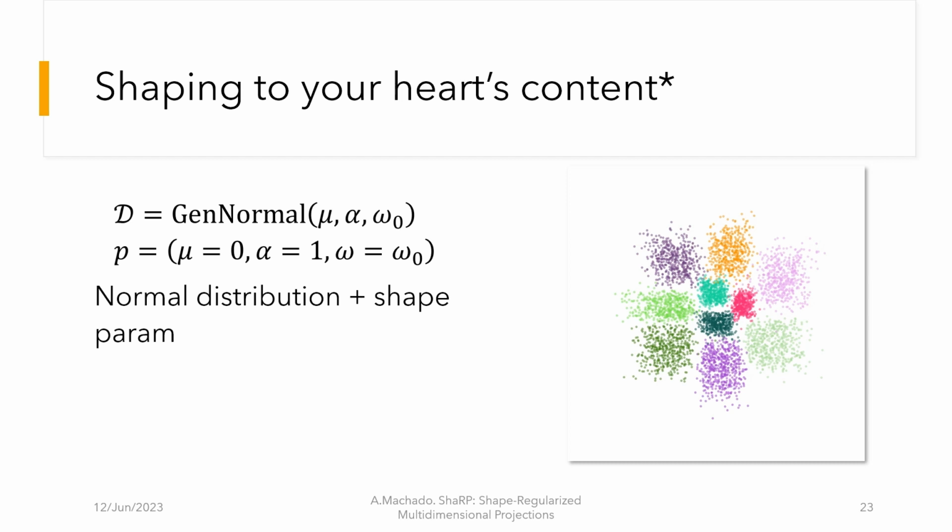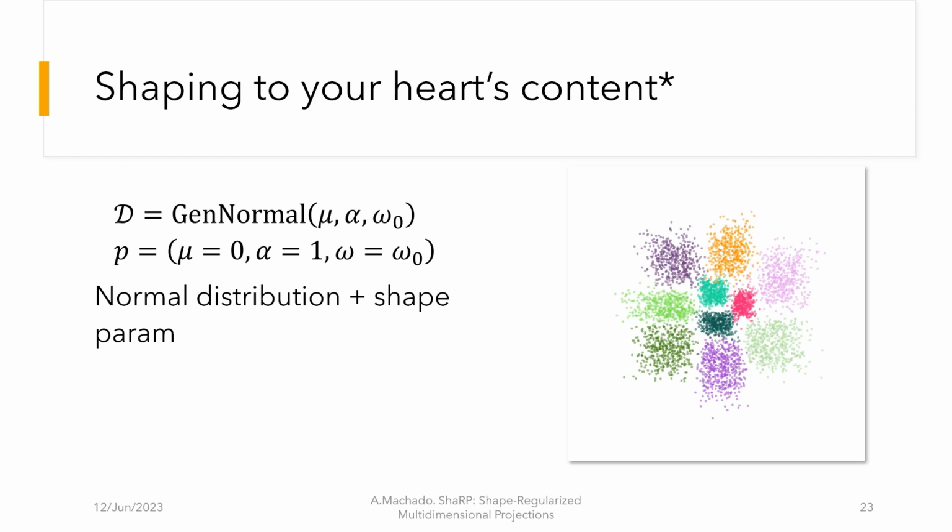But for example, if we substitute the Gaussian distribution that we were just looking at for a generalized normal distribution, which is basically a Gaussian distribution plus this new shape parameter that's being called omega here, and we regularize it towards the standard generalized normal distribution, keeping the same omega parameter, what we're going to get is clusters that are shaped like rectangles or squares.